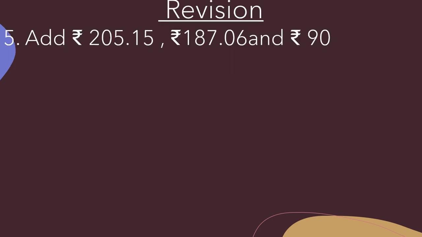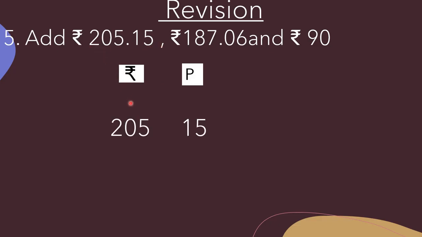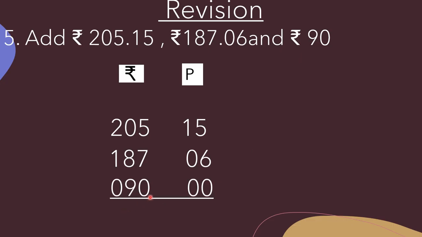Now beta, question number 5. It is given rupees 205.15, rupees 187.06 and rupees 90. So here beta, we have been given 3 amounts, okay, and we have to add these 3 amounts. So first of all, we need to arrange them in columns. So here we will write rupees and paise. Now the first amount given is 205 rupees and 15 paise. Second amount is 187 rupees 6 paise, and third amount is rupees 90. Because in rupees 90 the paise are 0, here we will write 0 0 below the paise column.